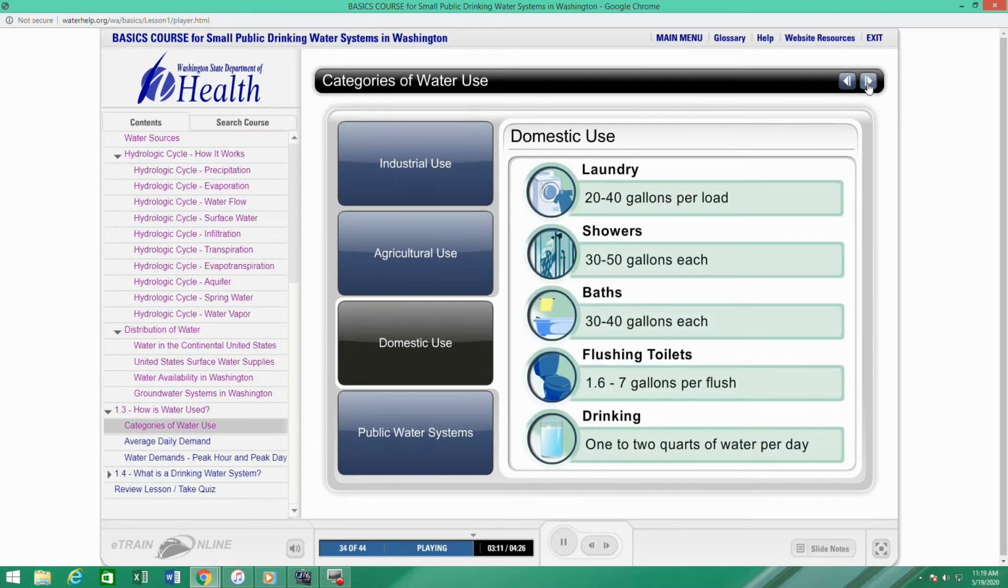Domestic use. For laundry, 20 to 40 gallons per load. For showers, 20 to 30 gallons each. For baths, 30 to 40 gallons each. For flushing toilets, 1.6 to 7 gallons per flush. And for drinking, 1 to 2 quarts of water per day.